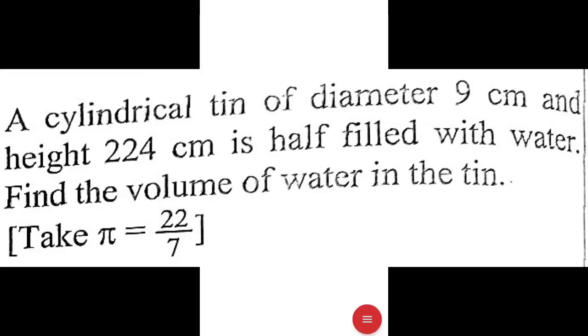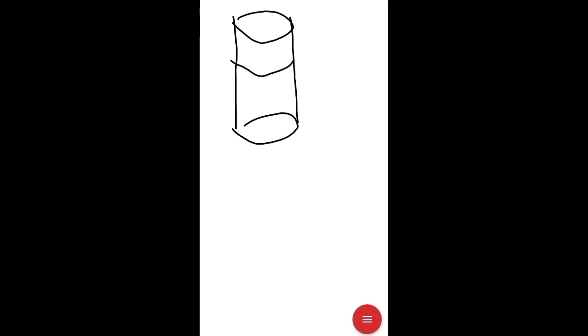The next one is a cylindrical tin of diameter 9 centimeters and height 224 centimeters, half filled with water. Find the volume of water in the tin. Our pi is still 22/7. Now, this is my cylinder, and this is the level of the water. Of course, they say it is half filled, so that's the level of the water in my cylinder.